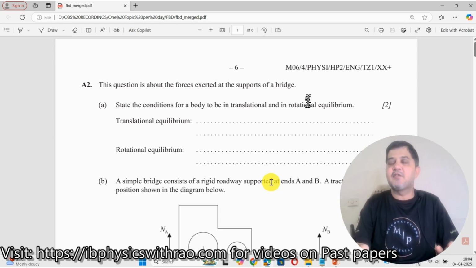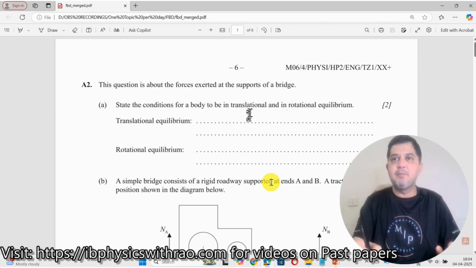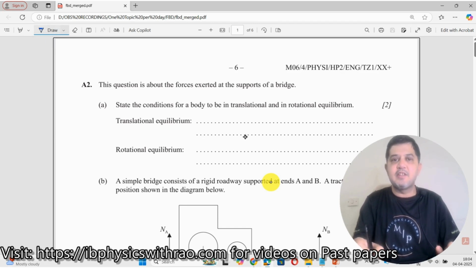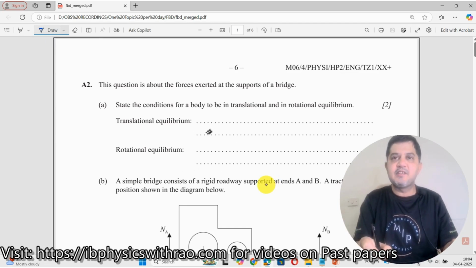This question is taken from the May 2006 paper. This would be useful for an HL student. Right. The question is about the forces exerted on the supports of a bridge. State the conditions for the body to be in translational and in rotational equilibrium. It means he is asking you to find out what you mean by translational equilibrium and what you understand by rotational equilibrium. What is translational equilibrium?